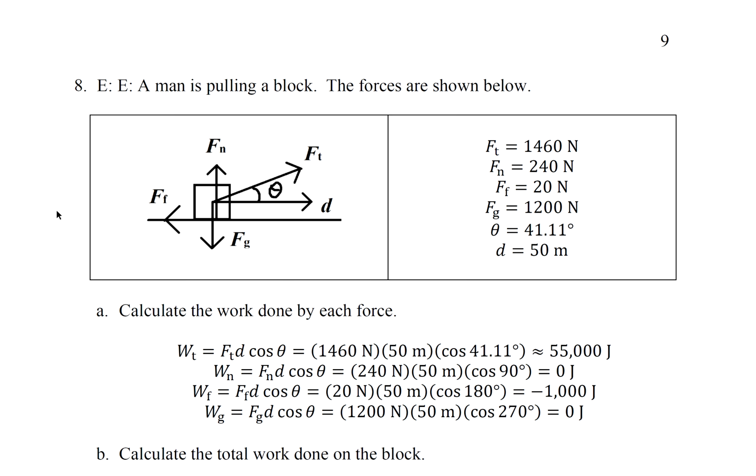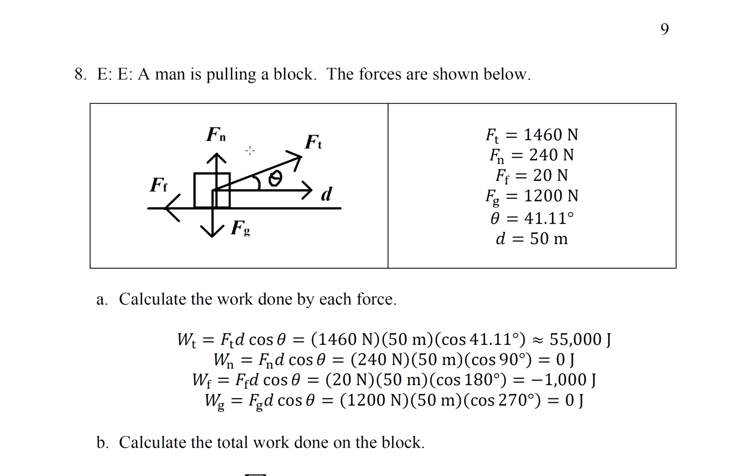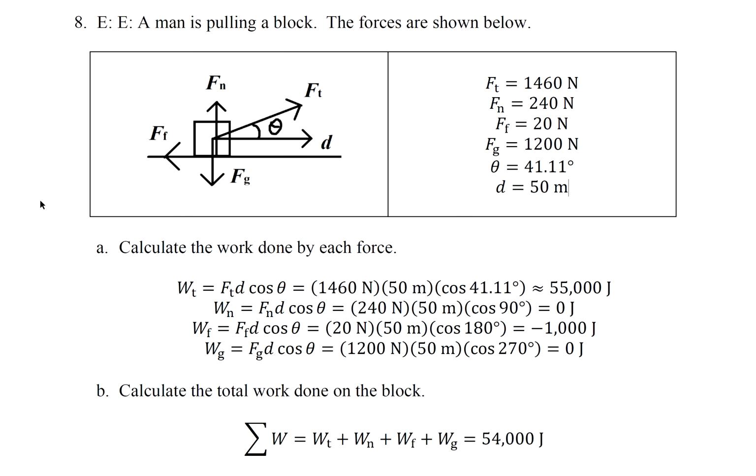Question 8, a man is pulling a block. The forces are shown below. We have force tension, force normal, force friction, force gravity, and we're given some values. Part A, calculate the work done by each force. So you could see the object moves to the right, and the force of tension is at 41.11 degrees. So the angle between force of tension and displacement is 41.11 degrees.